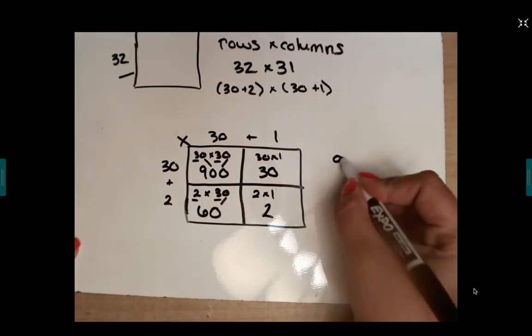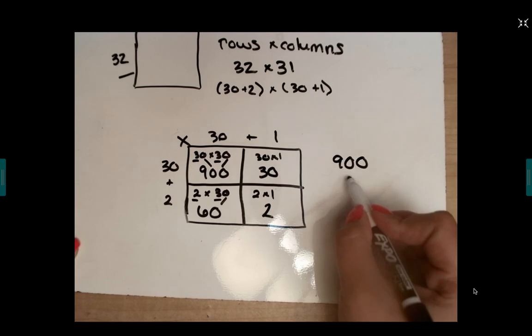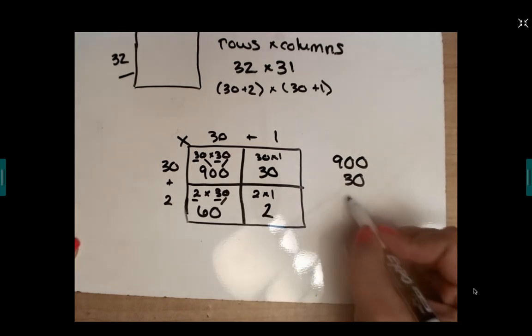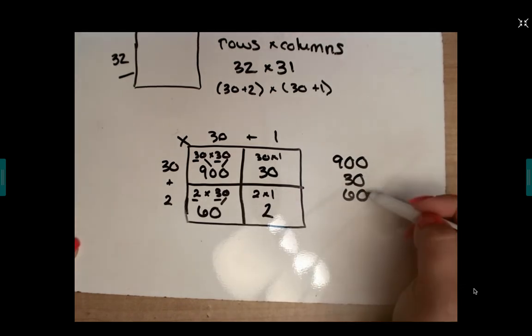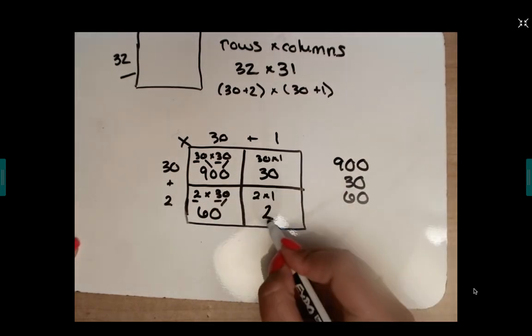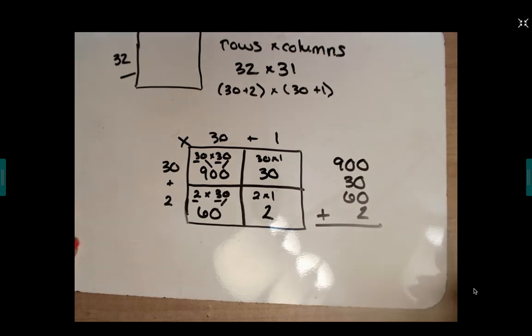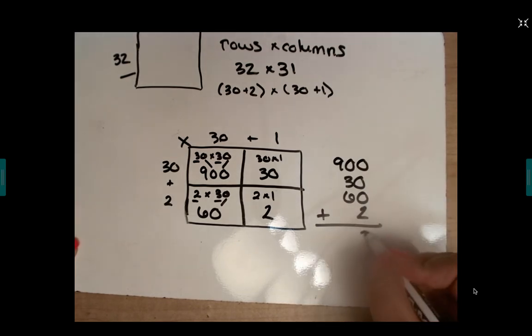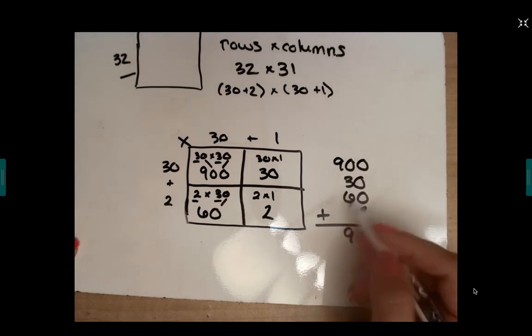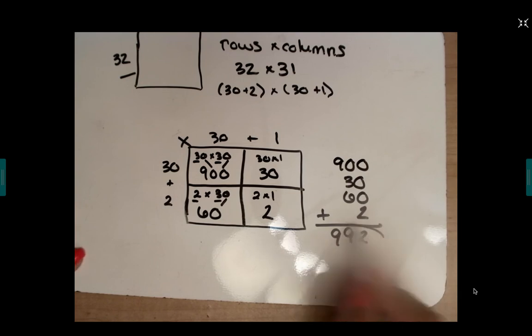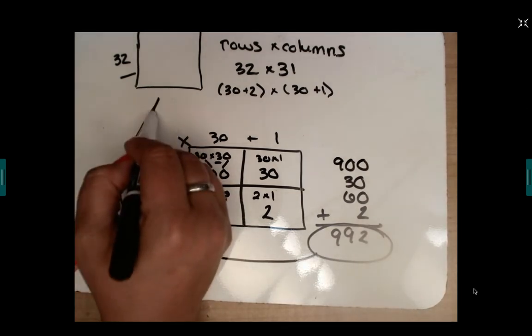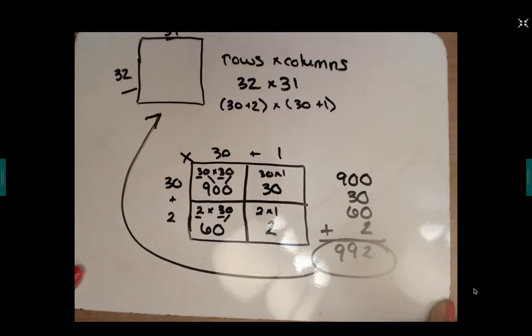So 900 plus 30 plus 60. See how I'm lining up the ones, the tens, and the hundreds. These numbers don't have any. And 2, this is 2 ones, so it gets lined up with the ones. Then I add it up. Well, this is 2. I add up my tens, 9, and I add up my hundreds, 9. So this is the area of this rectangle, 992.